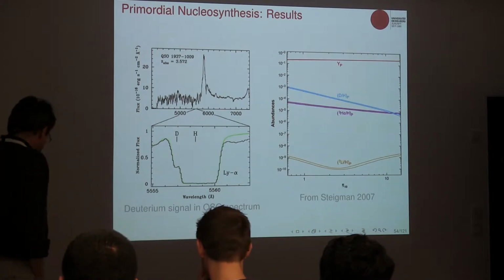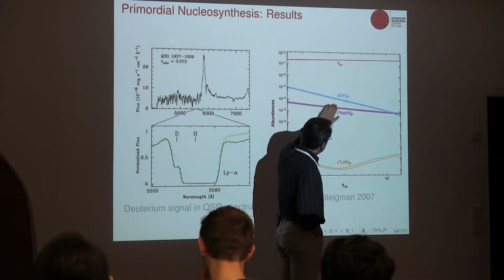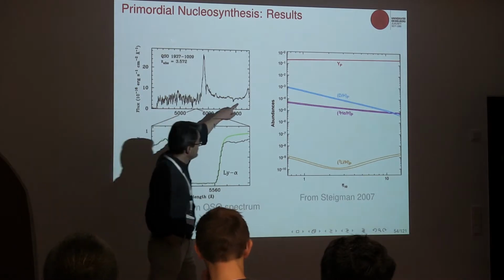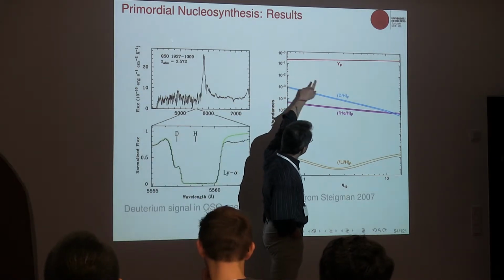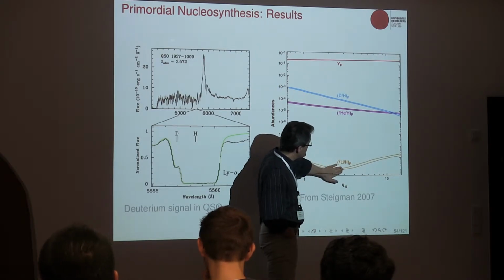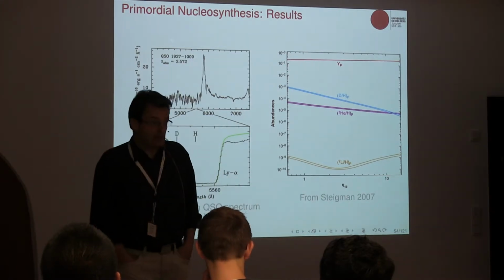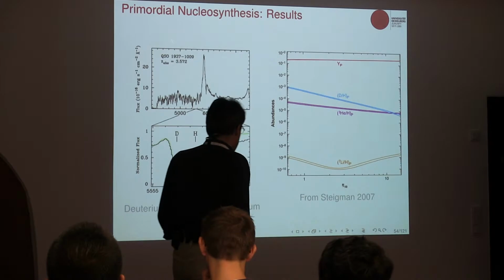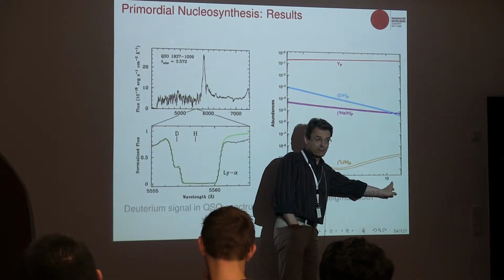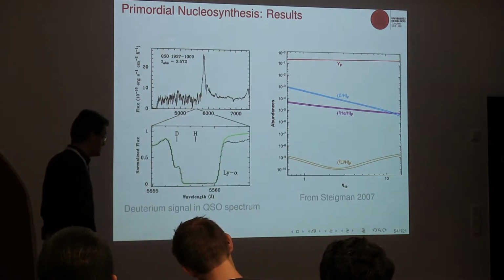Okay. So, what you see here are the abundances for helium 4 on top, deuterium, helium 3, and lithium 7, all relative to hydrogen, expected from the theory of nucleosynthesis, right? And they are all being plotted as functions of the only relevant parameter, which is the abundance of baryons compared to photons.